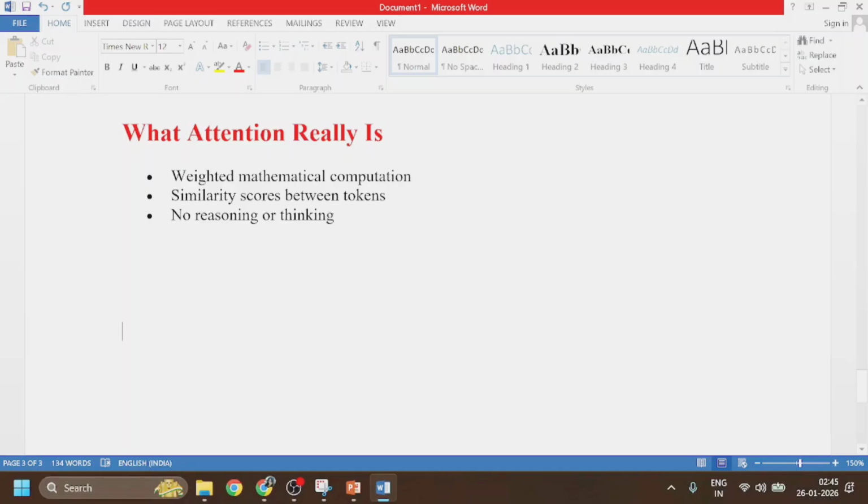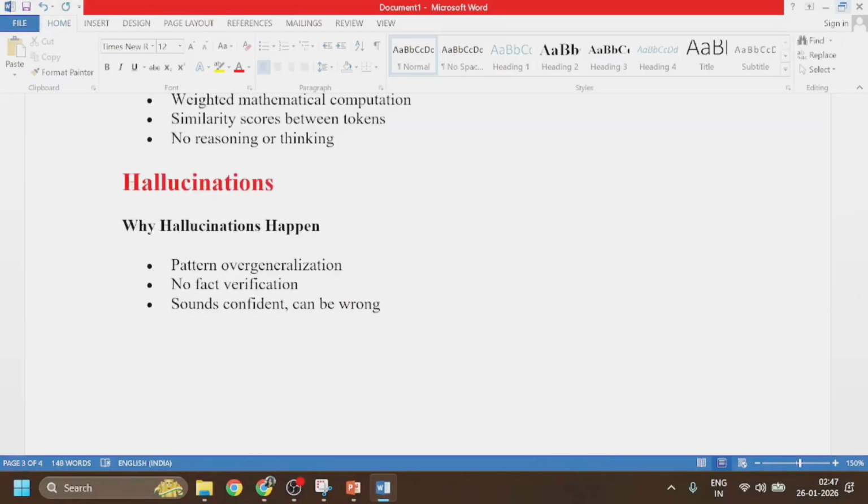The model does not think, and it does not understand meaning. It only learns patterns from a large amount of data. This is why hallucination happens. The model may sound confident but still produce an incorrect answer. Attention cannot verify truth. It only predicts what looks like it.